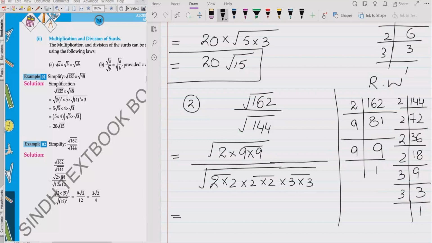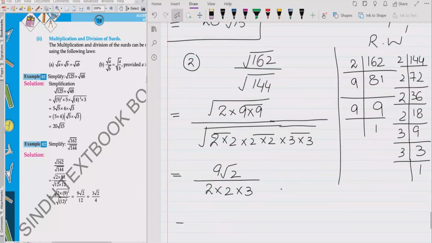So we get here 9 root 2, and here 2 multiplied by 2 multiplied by 3. After that, you can simplify it this way: 2 into 2 is 4, and 4 times 3 is 12. 3 threes are 9, 3 fours are 12.